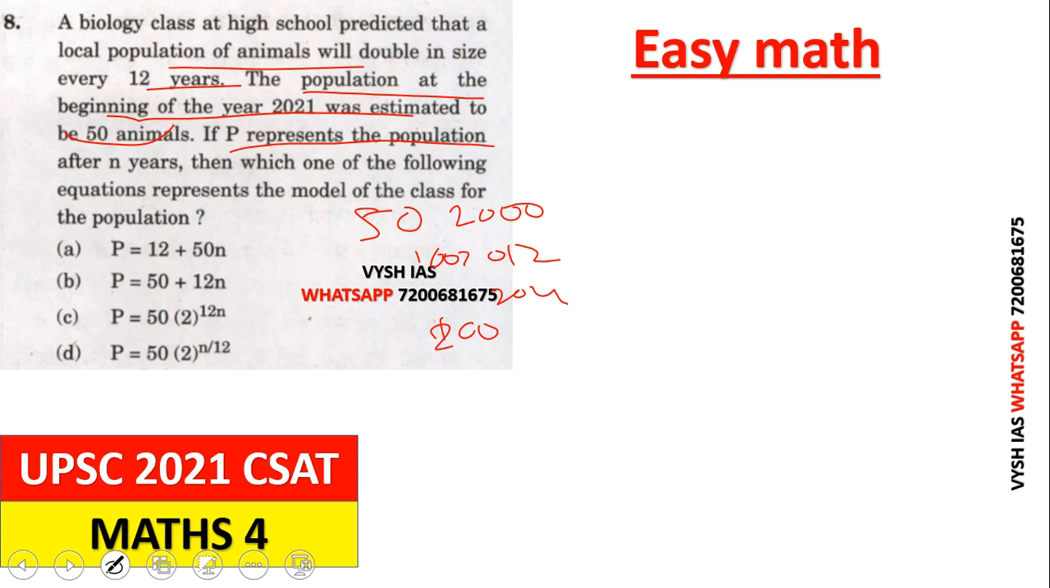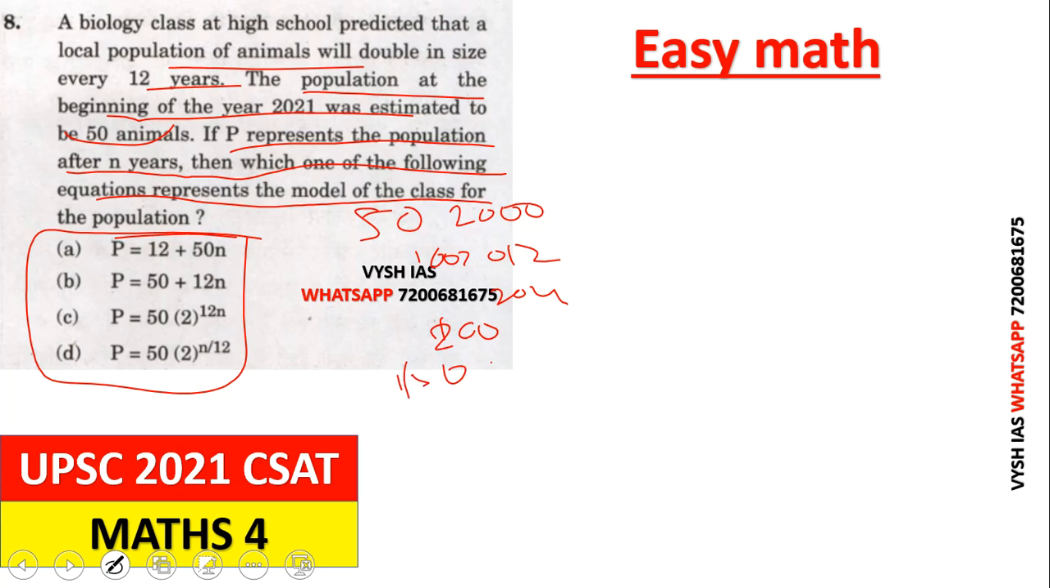If P represents the population after n years, which one of the following equations represents the model of the class of the population? Meaning you want to generalize and make a formula for that. Not simply like after 150 years it is 10,000 animals. They don't want that. They want the formula which will fit using n as the number of years, P as the current population or that times the population, and then some numbers and some formula.